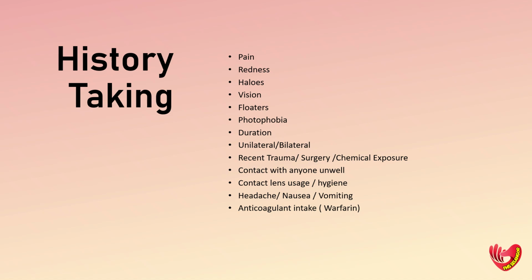Effective history taking is crucial in diagnosing eye conditions. Key questions focus on symptoms such as pain, redness, vision changes, halos, and photophobia. For each of the symptoms, we need to ask the duration and severity of the symptoms. Collateral history regarding sick contact, trauma, exposure to chemical, usage of contact lens, symptoms of nausea and vomiting, and drug history is also important.